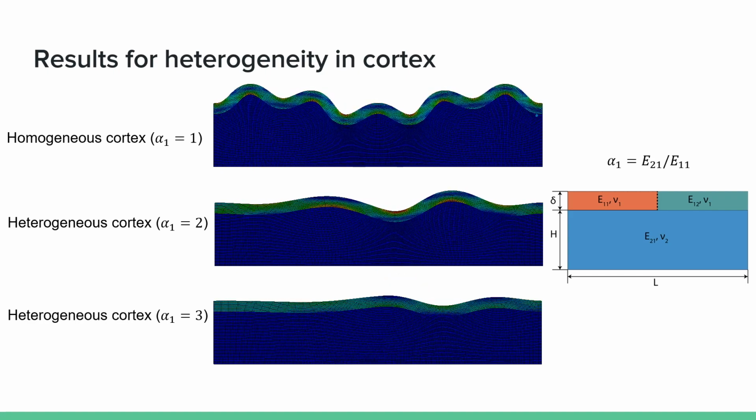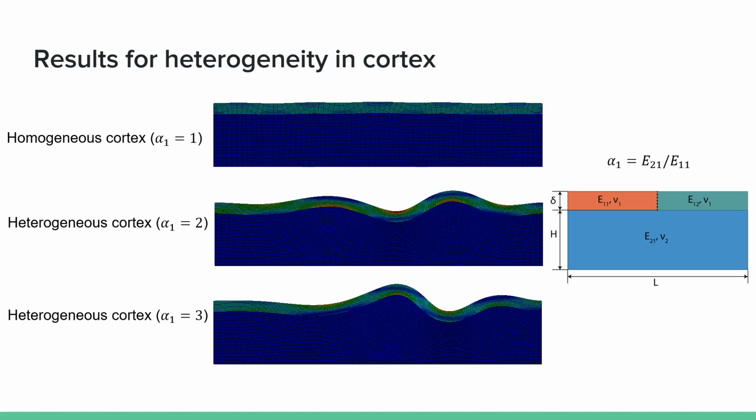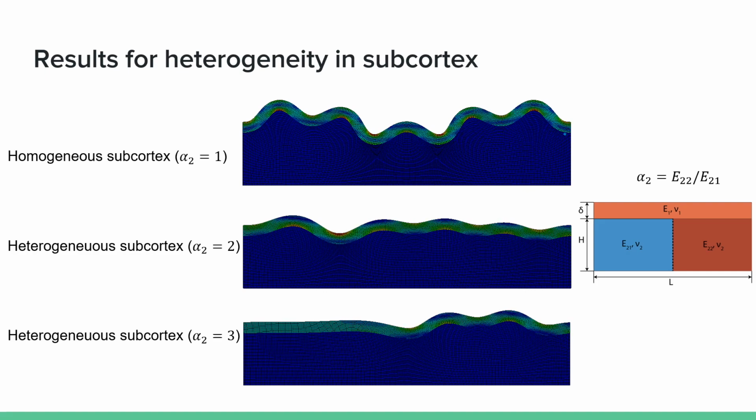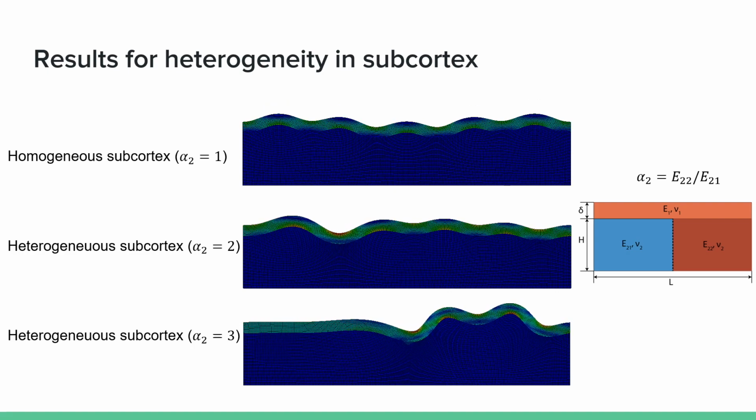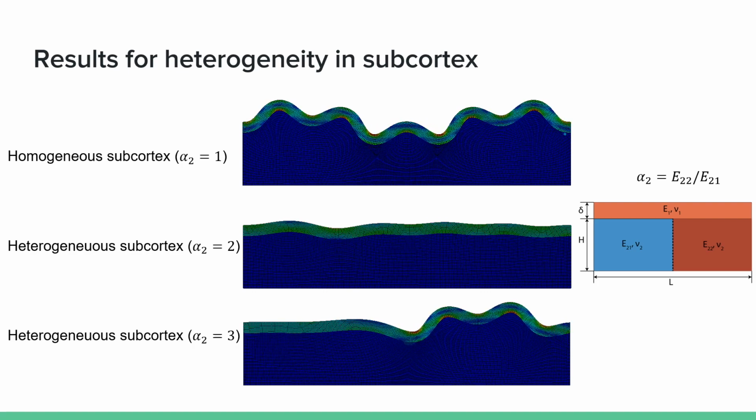We can see that the folding symmetry breaks down and the folding wavelength increases. Here, we introduce heterogeneity into the subcortex region. Again, the folding symmetry breaks down. We also observe that when the ratio is approaching 3, the left-hand side with higher Young's modulus nearly doesn't fold, but the right-hand side behaves like a doubling.